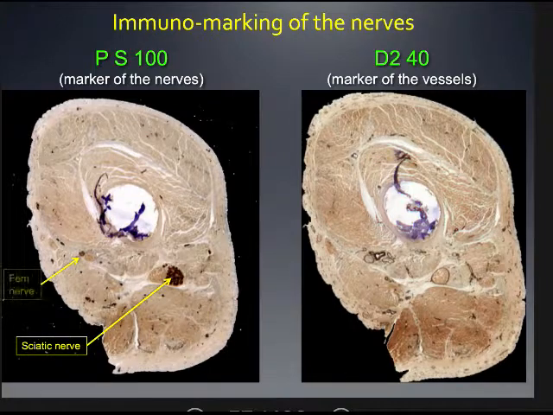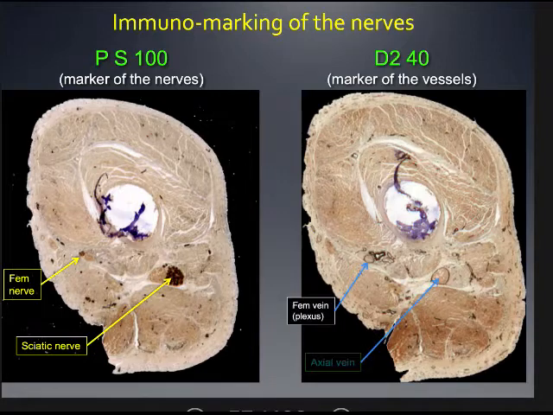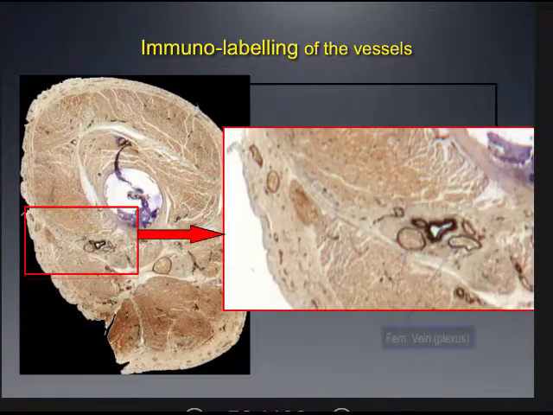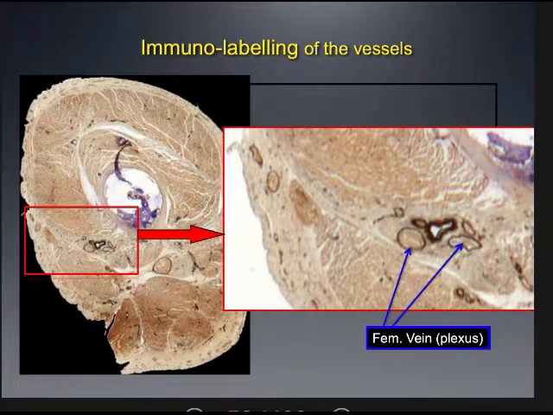You can see here the sciatic nerve on the left and the femoral nerve. You can see on the right the femoral vein, which is a plexus-shaped vein at this edge, and the big axial veins, which is along the ischiatic nerve. Once again, the femoral vessels, artery and vein.